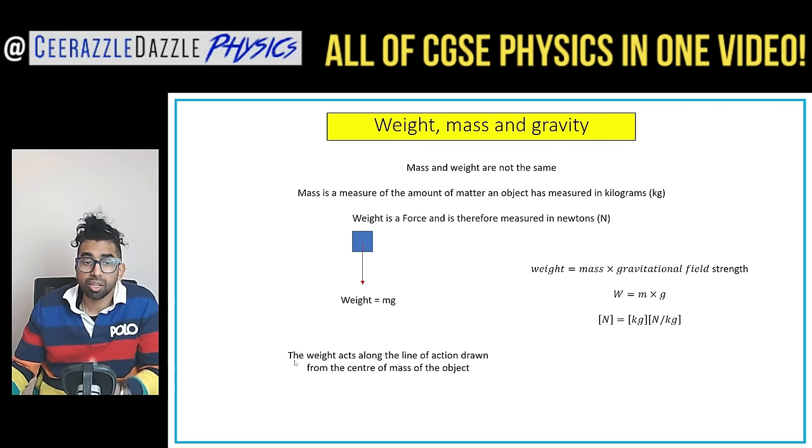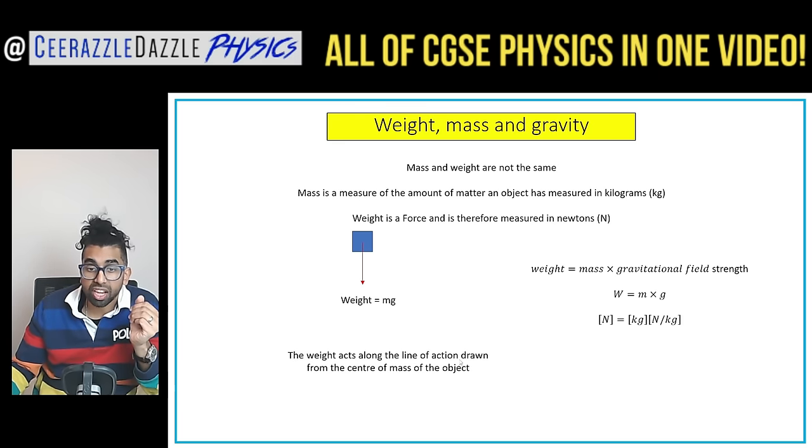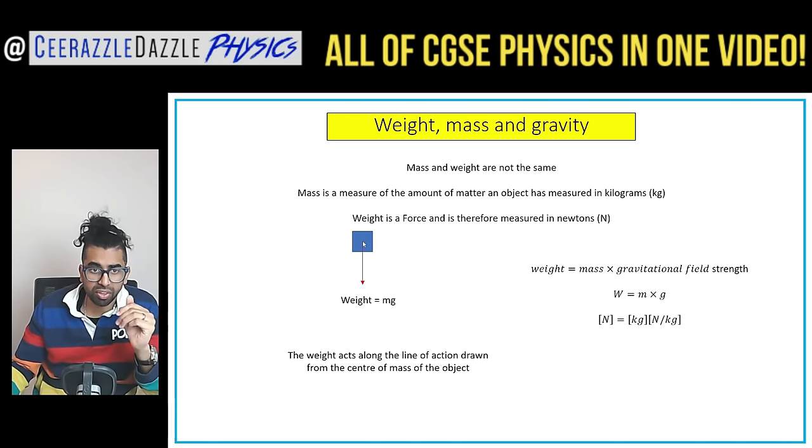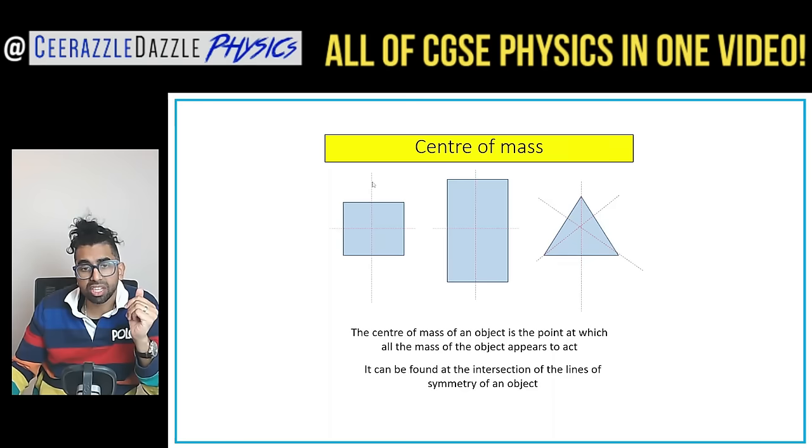And over here you can see I've got an object and the weight's acting downwards right through the center. The weight acts along the line of action drawn from the center of mass of the object. That simply means that the weight is going to act downwards from the center of the object over here. The center of mass is simply going to be the point at which all the mass appears to act. So if I give you this square, we can quickly find it by going along the axis of symmetry over here and over there.